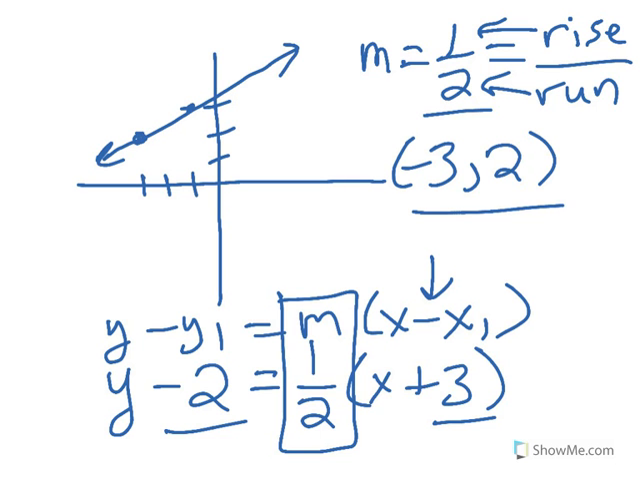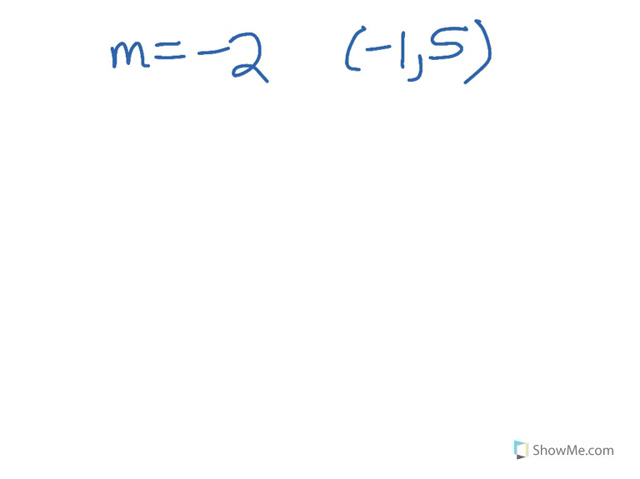The information we needed to identify a point and a slope were all right in front of us from the beginning. Let's say that we're given this information. We have a line. We know that it has a slope of negative 2, and we know that it goes through the point negative 1, 5. How do we generate an equation for this line?